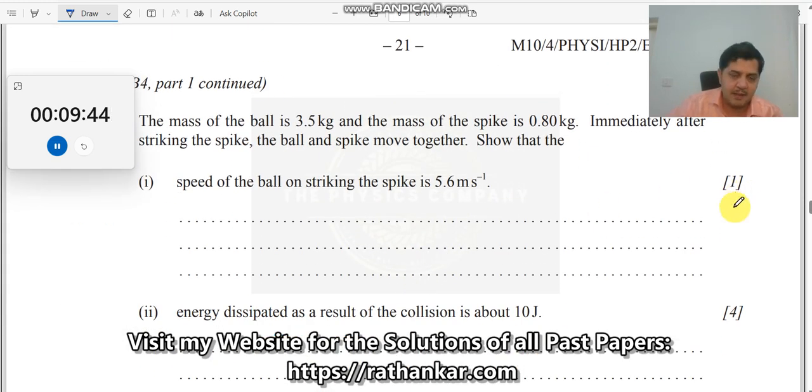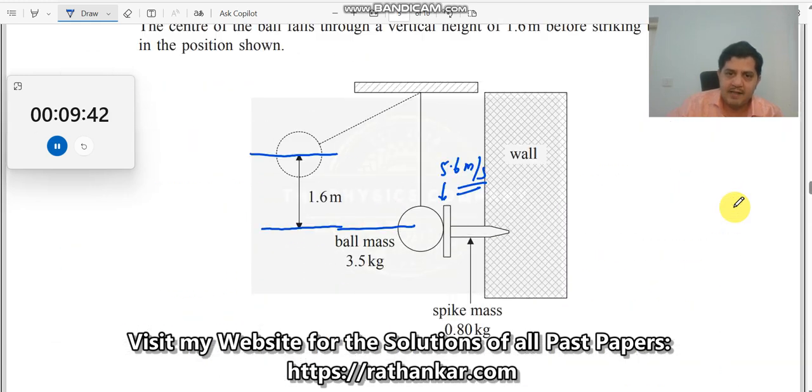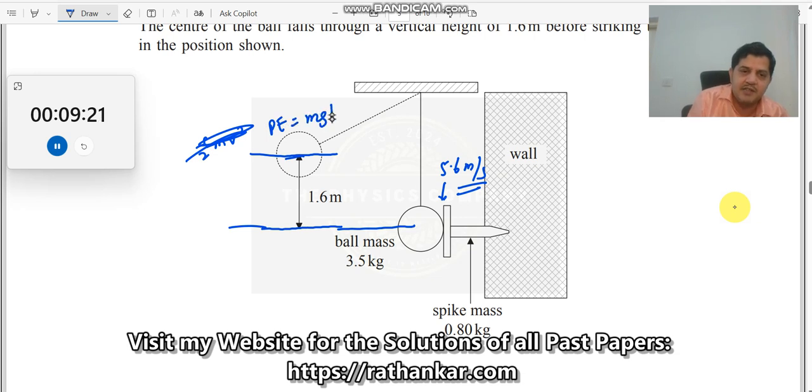So this is only for 1 mark. Now I need the diagram. Without it you can't do it. So what is the energy here? The energy here is half mv square, right? Initially you are dropping it from a height h. Let me use this as a reference level. So the height h is 1.6 over here. The potential energy at this point is nothing but mgh, right?